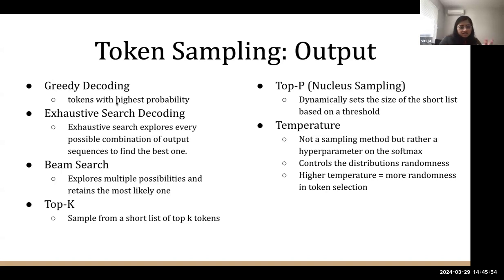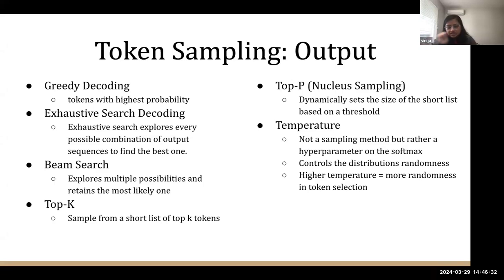You can do exhaustive search decoding. So exhaustively explore every combination. And of course, this would lack efficiency. There's beam search, so you can explore multiple possibilities and kind of just retain the most likely one. Top K, just sample from a short list of K tokens. Top P, on the other hand, which is nucleus sampling, just set the size of the short list based on a certain threshold. So you're not specifically picking a K, you're picking more so a threshold.